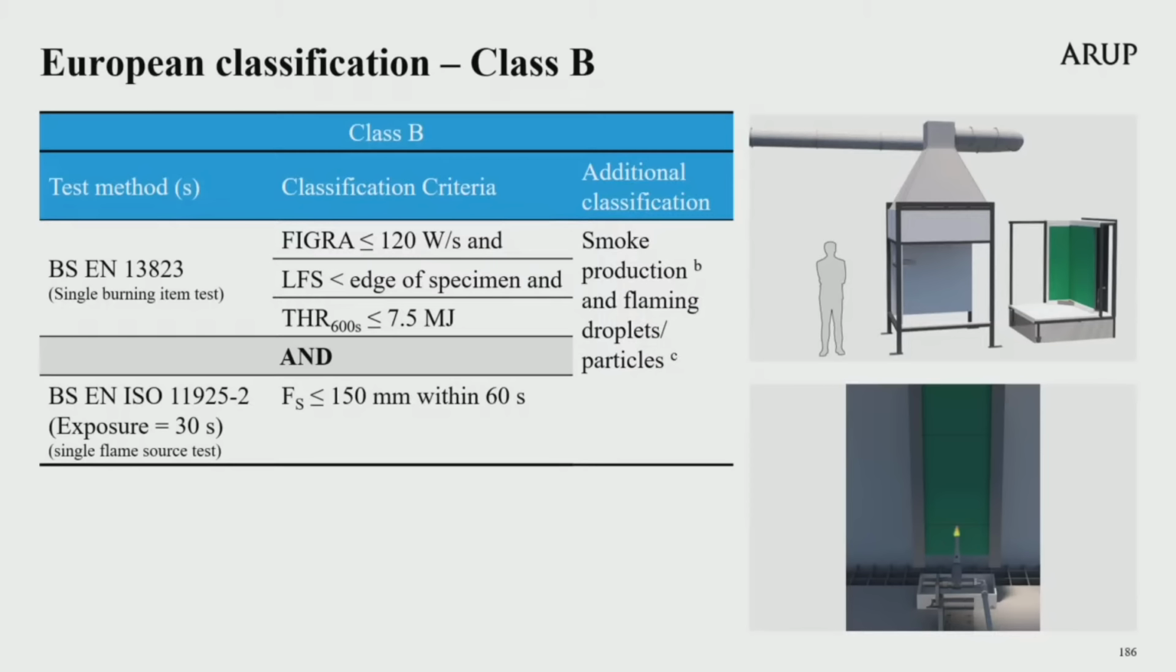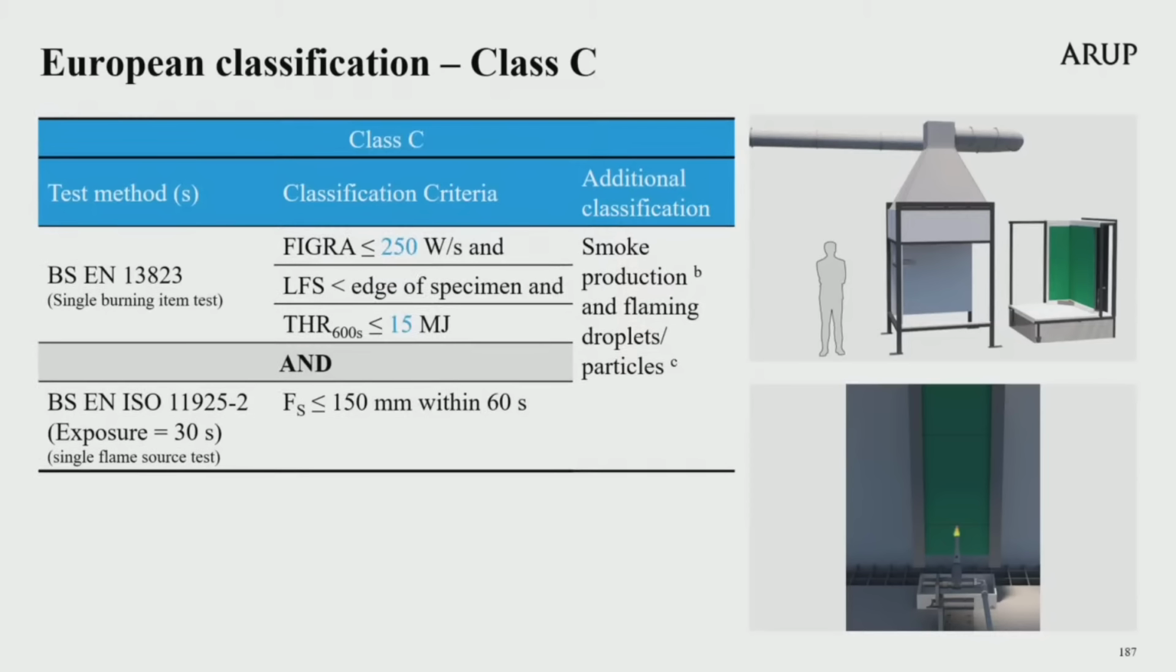A Class B material must achieve a fire growth rate of less than 120 watts per second in the single burning item test. The flame front must not extend to the edge of the long wing, and the total heat release in the first 600 seconds must not exceed 7.5 megajoules. In the single flame source test, a Class B material must have had a 30-second exposure, and the flame must not have spread to the reference line at the end of the test, which is 60 seconds. The material must satisfy the criteria for both the single burning item test and the single flame source test to be classified as Class B.